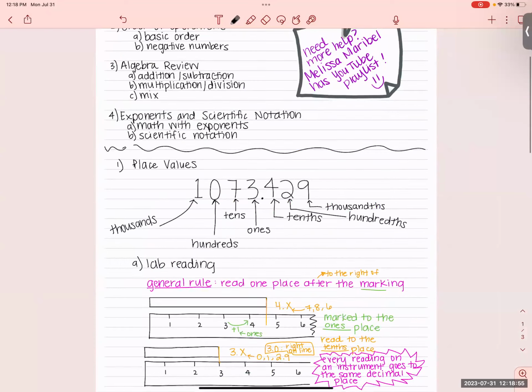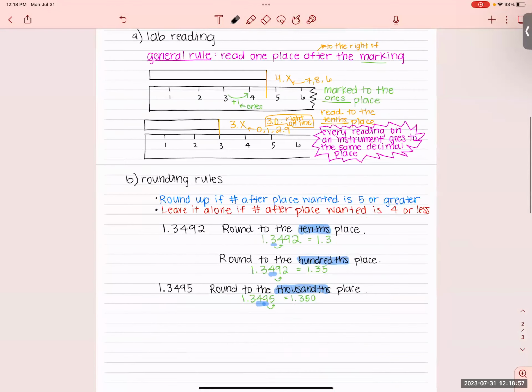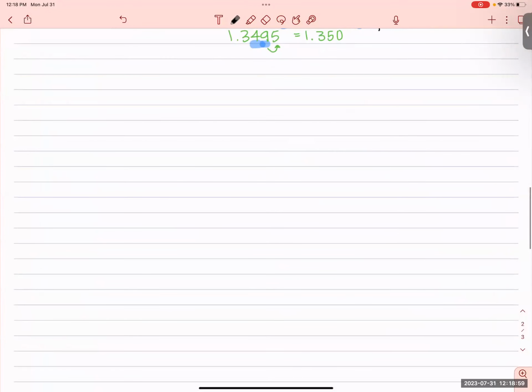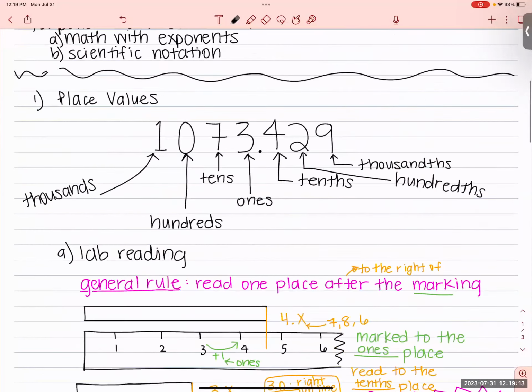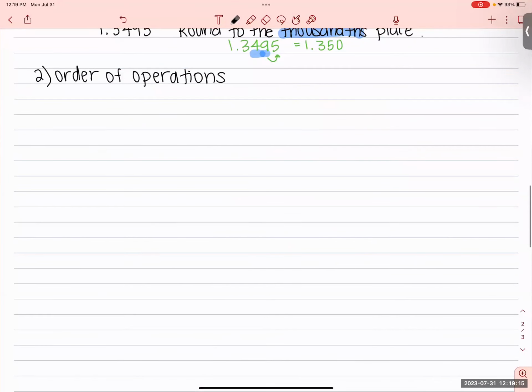Okay. Quickly moving on to order of operations. We're going to cover this next part pretty quickly. Again, I'm hoping that this is just a review for you. So the basic order of operations is PEMDAS.